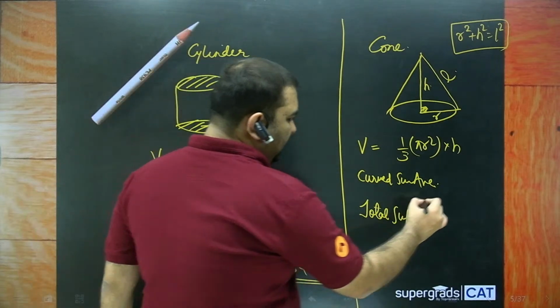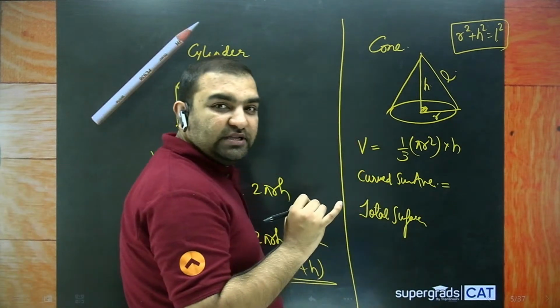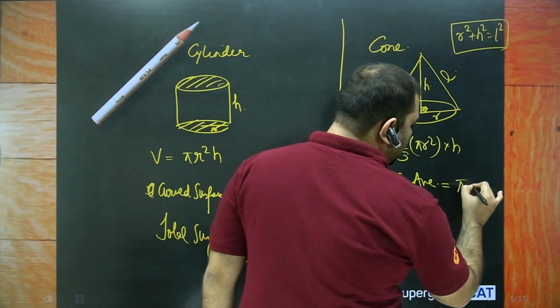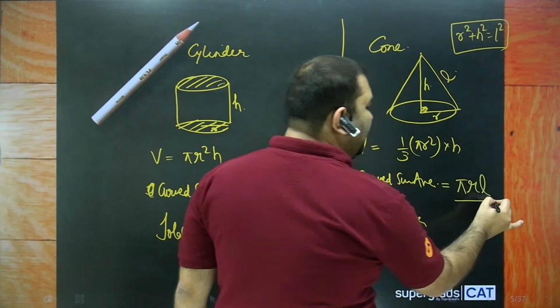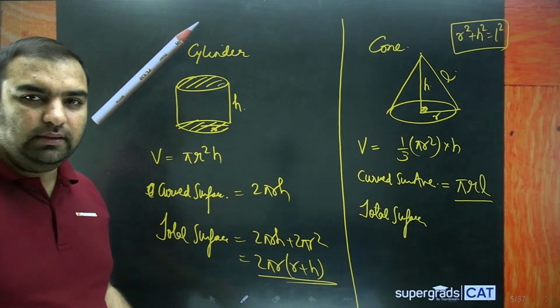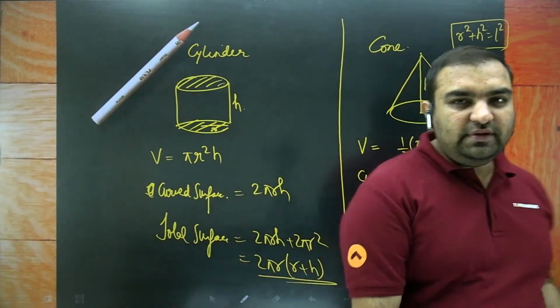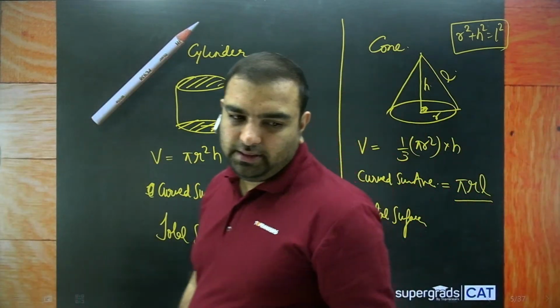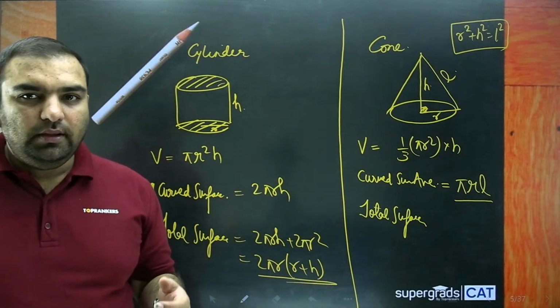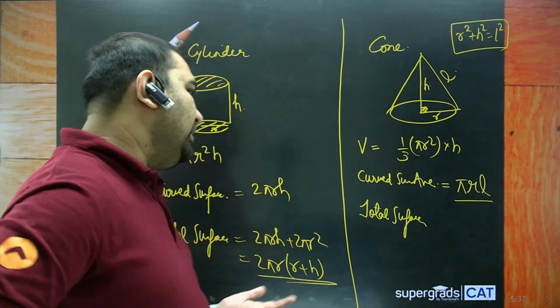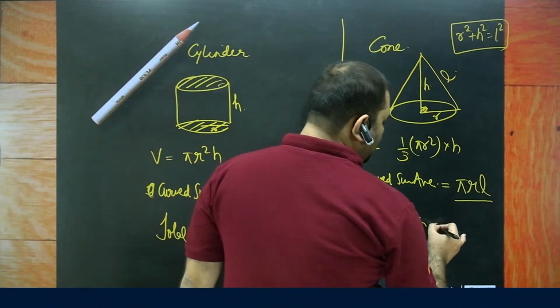Curved surface area, कर्व्ड सरफेस एरिया आप डायरेक्ट याद रखेंगे पाई आर एल. हाउएवर ऐसा नहीं है कि हम इसे ड्राइव नहीं कर सकते, बट आवर मोटिव इज टू रिमेंबर इट एंड अप्लाई इट. व्हाट इज आवर मोटिव? टू रिमेंबर इट एंड अप्लाई इट. पाई आर एल. So what is the total surface area?